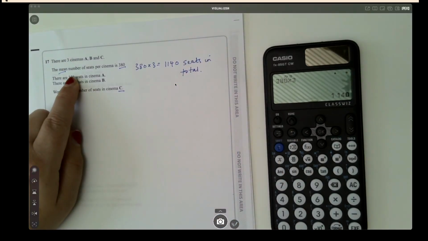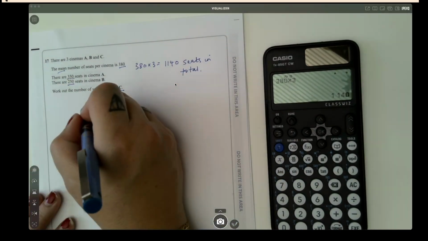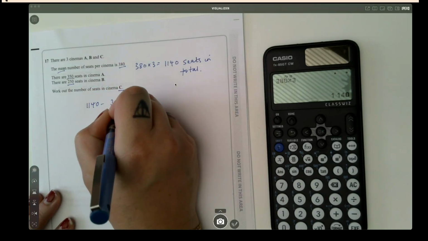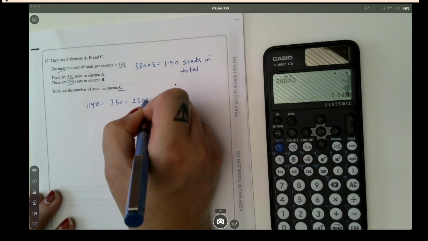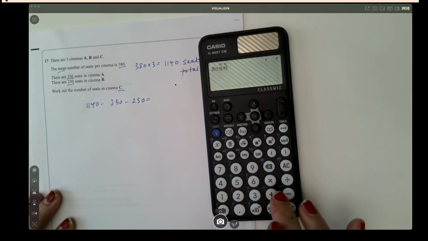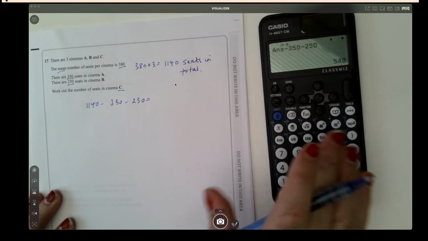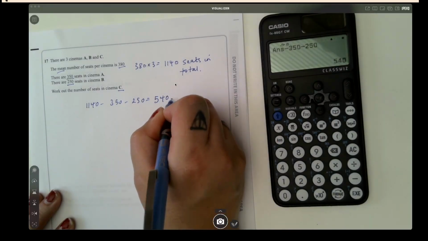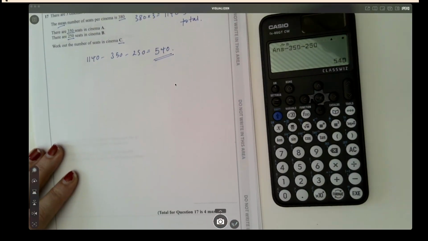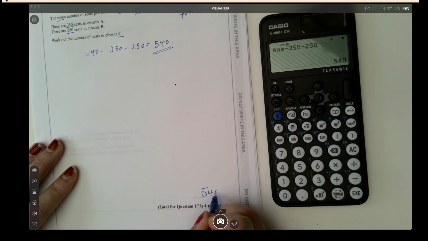We know the number of seats in cinema A and cinema B, so let's take those away. Which leaves 540, so this must be the number of seats in cinema C.